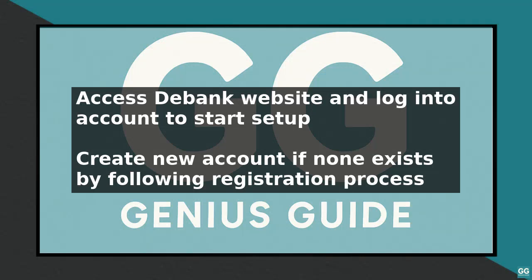To set up Debank Assets List, start by accessing the Debank website and logging into your account. If you do not have an account, create one by following the registration process. Once logged in, navigate to the Assets page where you can view and manage your entire portfolio.